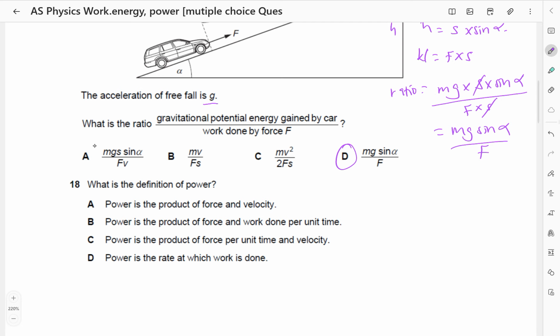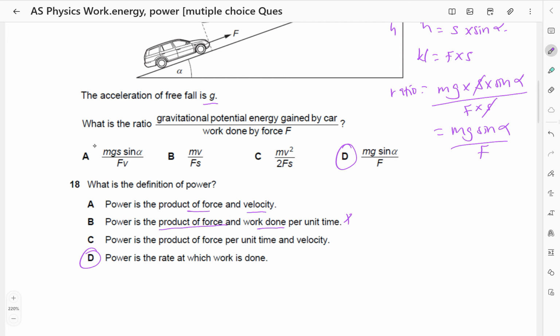What is the definition of power? Of course, power is the rate of doing work. The rate at which work is being done, that is power. Power is a product of force and work done. That is not true.